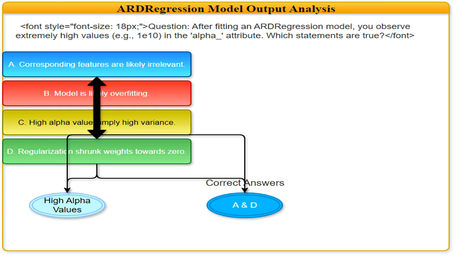Let's tackle ARDRegression model output analysis. We're dealing with Bayesian linear regression here. ARDRegression is a type of Bayesian linear regression that automatically determines which features are relevant. It does that by assigning a precision, alpha, to each feature's weight. A high alpha suggests the model believes the corresponding feature is not important.